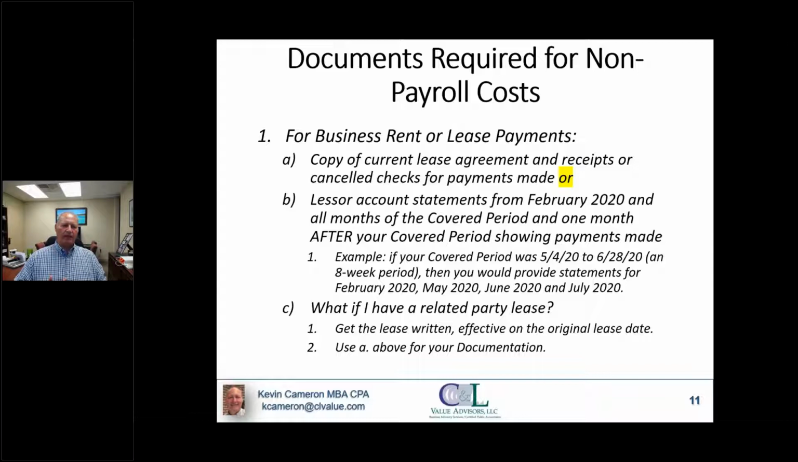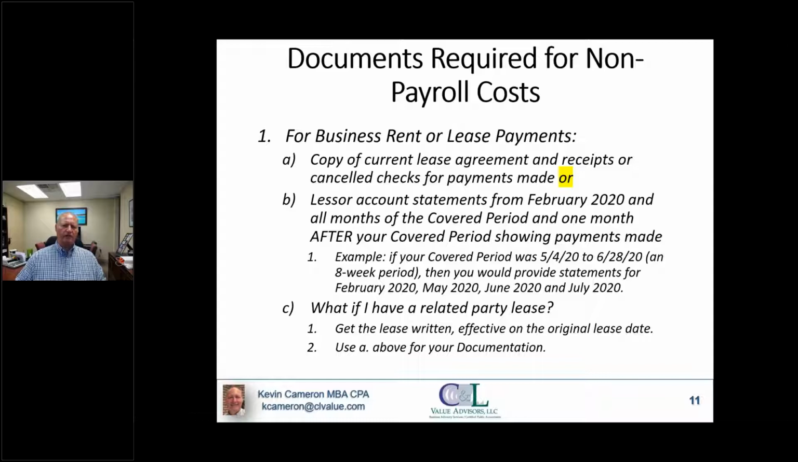If you don't get a lessor account statement and all you have is a canceled check and you can't find a copy of the lease, you better get a copy of the lease, because I think you're going to need that. If you don't have a lease, maybe you're leasing from a related party or a friendly party, and it's more of a gentleman's agreement, or it could be arm's length, but it isn't necessarily written. I do recommend that you get a written lease. Just go ahead and get that taken care of.